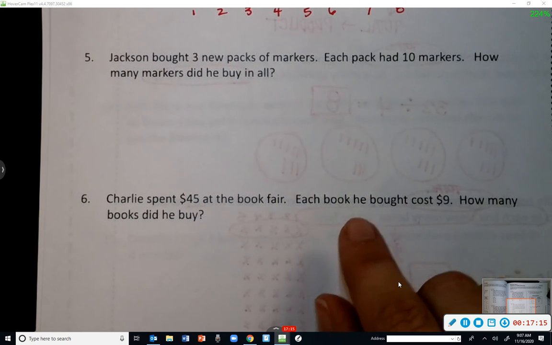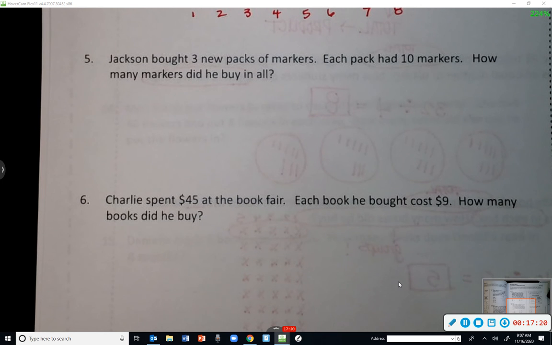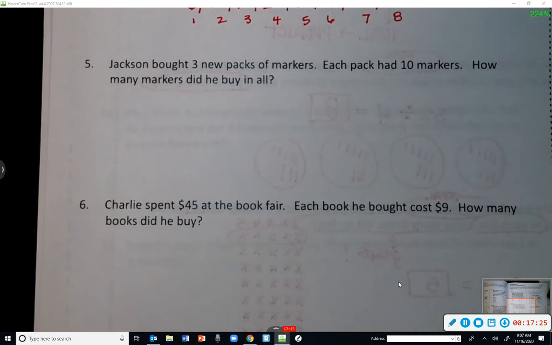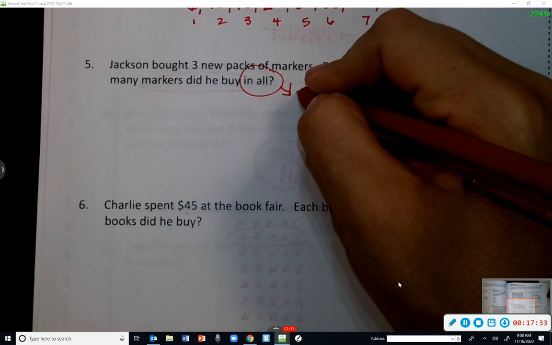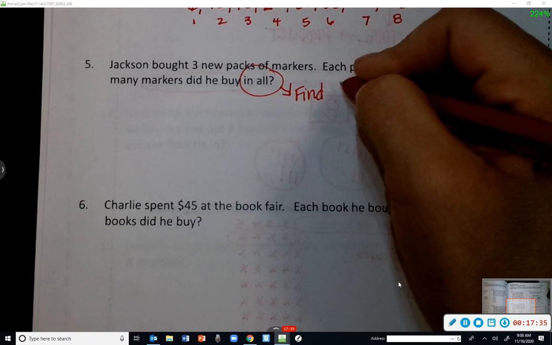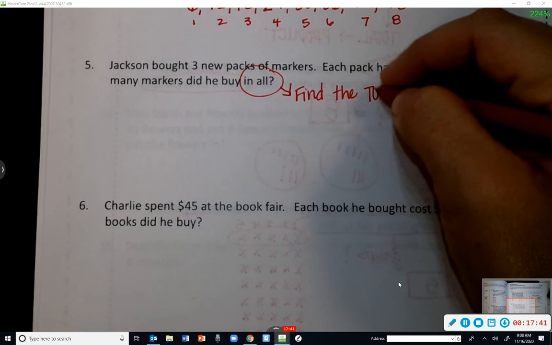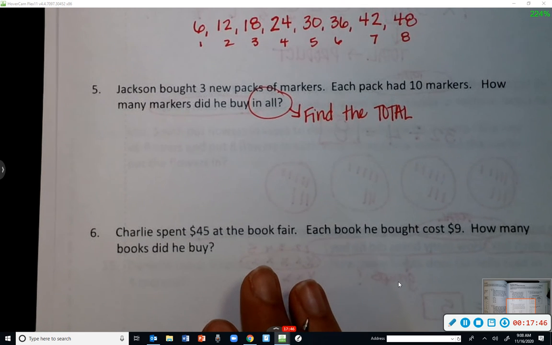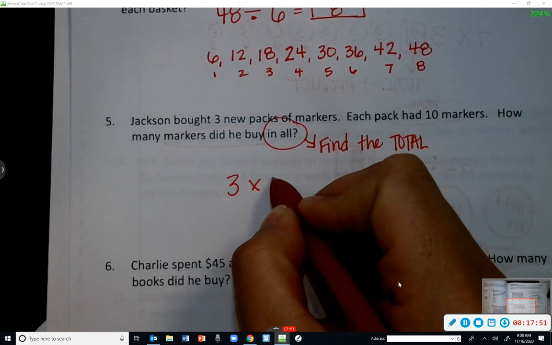All right, number 5. Kelsey? Jackson bought 30 packs of markers. Each pack had 10 markers. How many markers did he buy in all? Okay, in all means what? To add. Or multiply. Multiply, because in this case, in all means you're trying to find, what are we trying to find? The product. Okay, the product or the total. So if we're trying to find the total, we're going to multiply or divide? Multiply. Multiply, good.